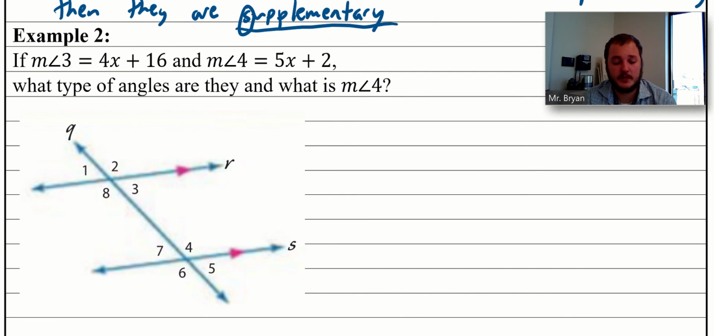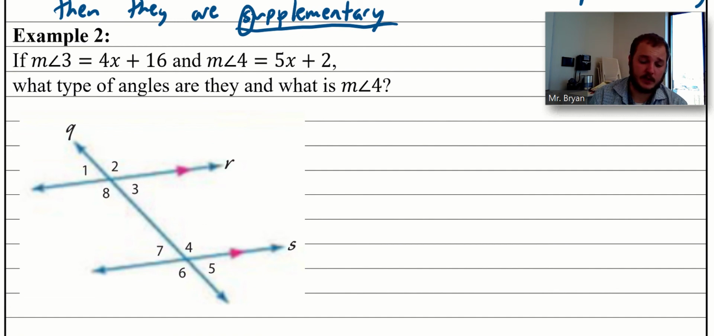Okay, so we have this here. We're saying the measure of angle 3 equals 4x plus 16, and the measure of angle 4 equals 5x plus 2. And the question is the same two questions as before. What type of angles am I looking at here? And then in this case, we're asking what is the measure of angle 4.